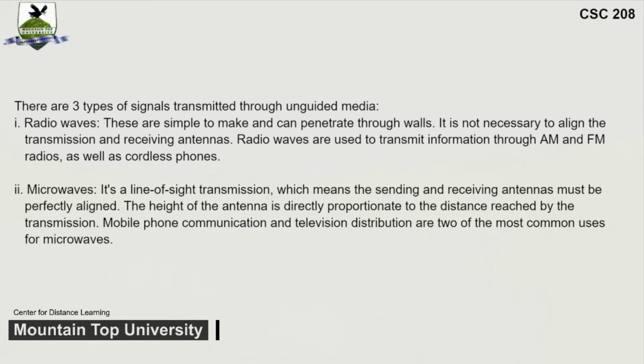2. Microwaves. It's a line-of-sight transmission, which means the sending and receiving antennas must be perfectly aligned. The height of the antenna is directly proportionate to the distance reached by the transmission. Mobile phone communication and television distribution are two of the most common uses for microwaves.